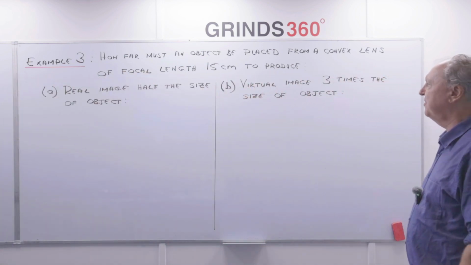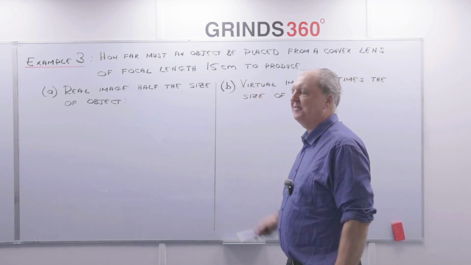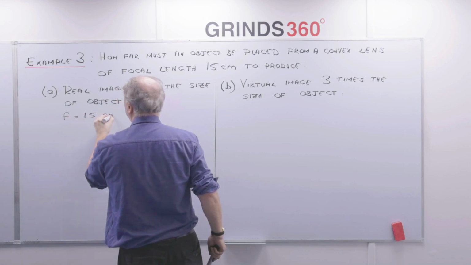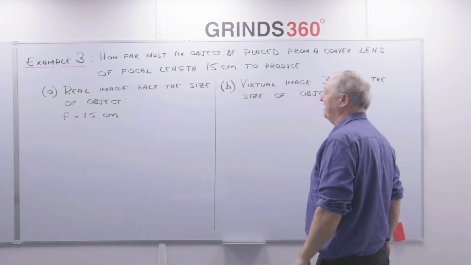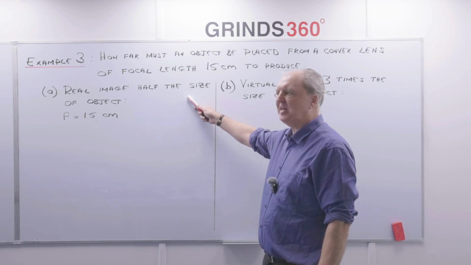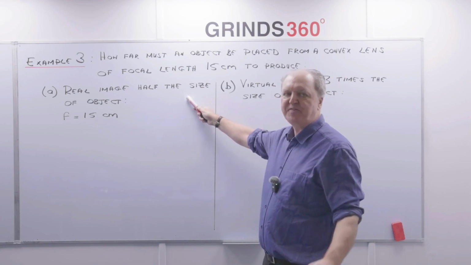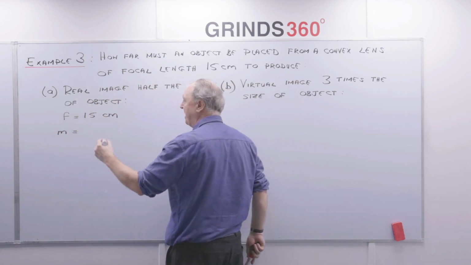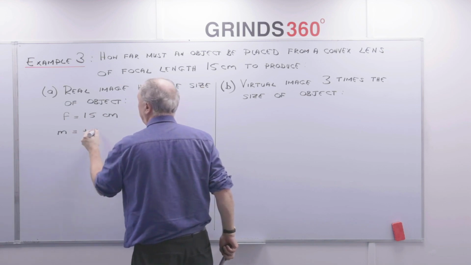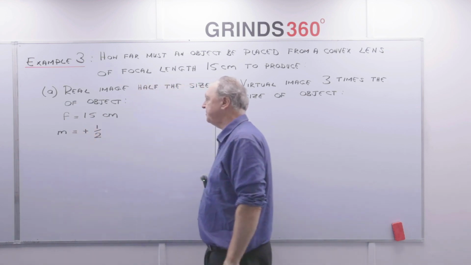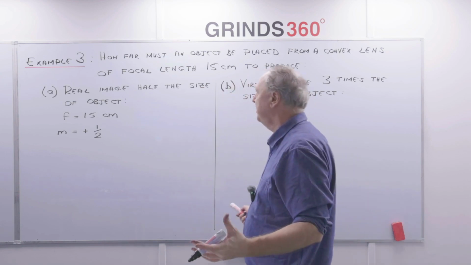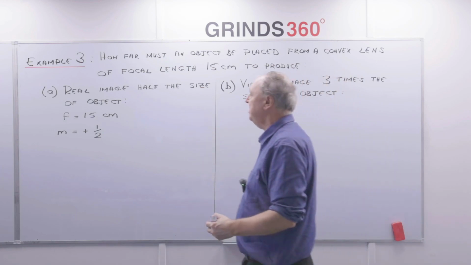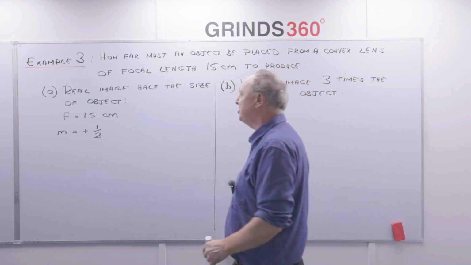So, what have I got? Well, I know the focal length, F, is plus 15. In part A, they want a real image half the size of the object. I've got the magnification. The magnification M, because it's real, will be positive, and the magnification is a half. So that's the information I've got. They're asking me how far must an object be placed. What are they asking me to find? They're asking me to find u, the object distance.